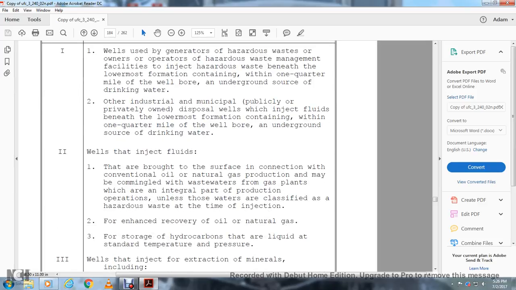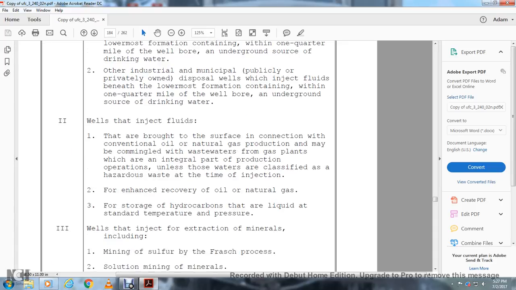Class 2. Wells that inject fluids which are brought to the surface in connection with conventional oil and natural gas production and may be commingled with wastewater from gas plants, which are an integral part of the production operation, unless those waters are classified as hazardous waste at the time of injection. These include injection for enhanced recovery of oil and natural gas, and for storage of hydrocarbons that are liquid at standard temperature and pressure.